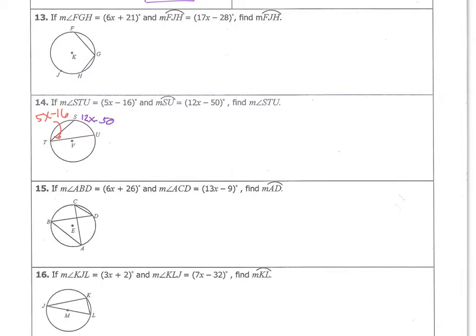We have to find the measure of angle STU. So not only do we have to find x, but then we have to go back and find the measure. So now they've given you two expressions. We have two different ways we could set this up, an easy way and a hard way.